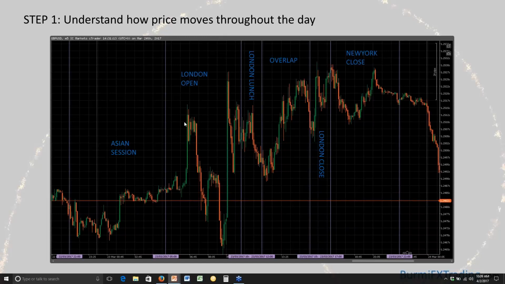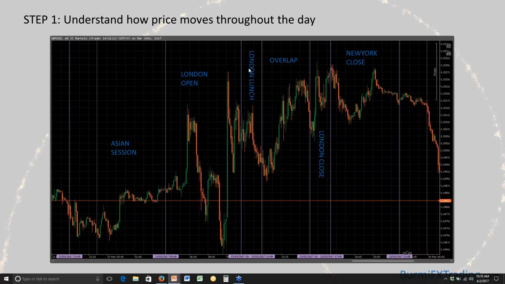So price spikes up, it stalls for a good half an hour, and then price spikes down. Then we see price take another leg down, and then we see a very aggressive move to the upside. This one looks like it's a news-driven move. And then during London lunch, that's when all the big players in the market go out for lunch. That's why you can see here there is a big difference in the price movement. London Open, very volatile session. And during London lunch, price is mostly moving sideways.